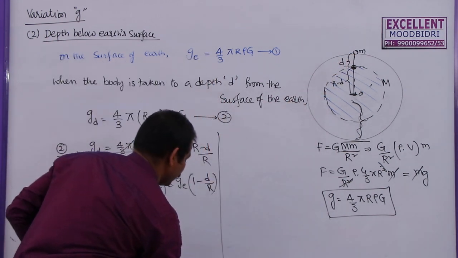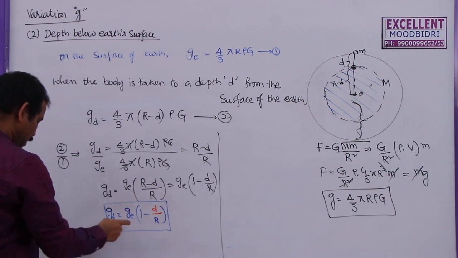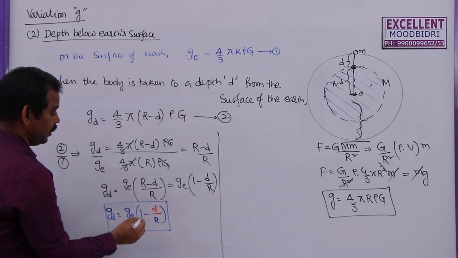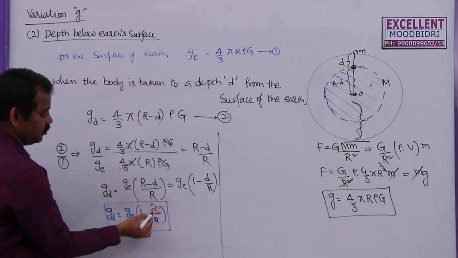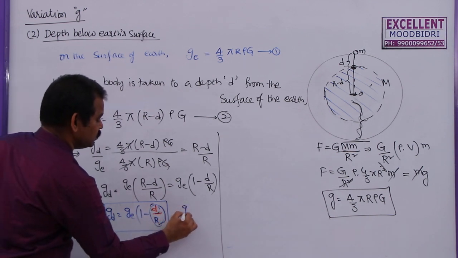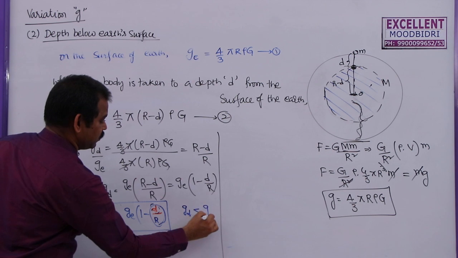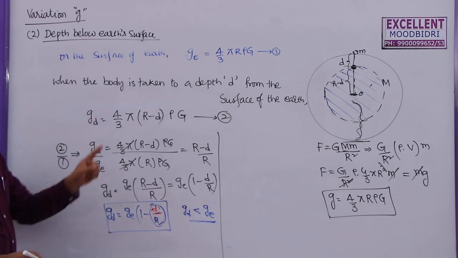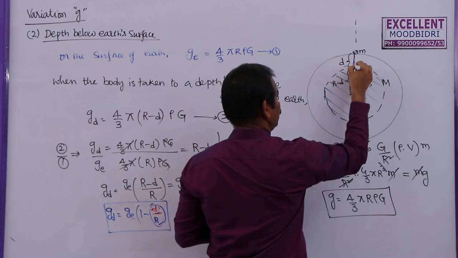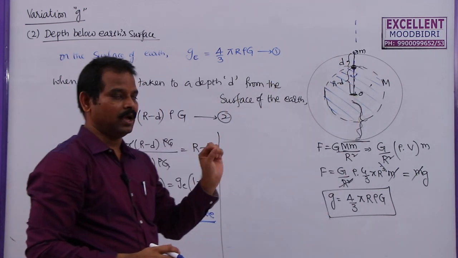Now here also you can see g_d is equal to g of 1 minus d by R. As d is a lesser value and R is more, this is always less than 1. So this value is always less than g_e. So g_d is always less than g_e. That is, either you go up above the surface of earth at a height h, or if you go deep into the earth, small g always decreases.